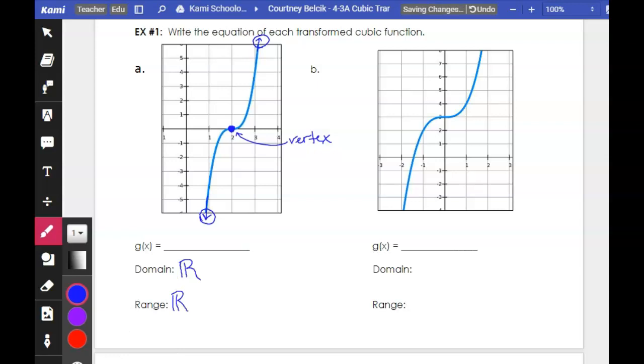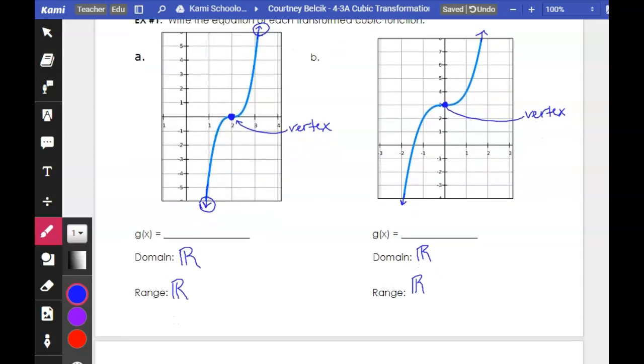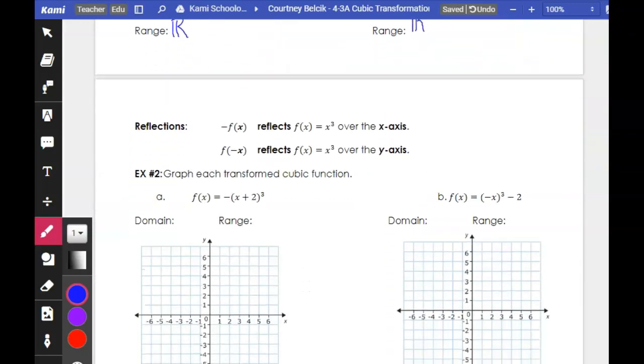Let's talk about example 1b. Here's my vertex. I know that the graph extends in both directions. There's no boundaries on the left side or the right side, so my domain is all real numbers. There's no boundaries on the bottom or the top, so my range is all real numbers. So unless you have some kind of interval that you are restricting, then your domain and range are going to be all real numbers because there's nothing that's going to stop those arrows. So let's go on to the next page.